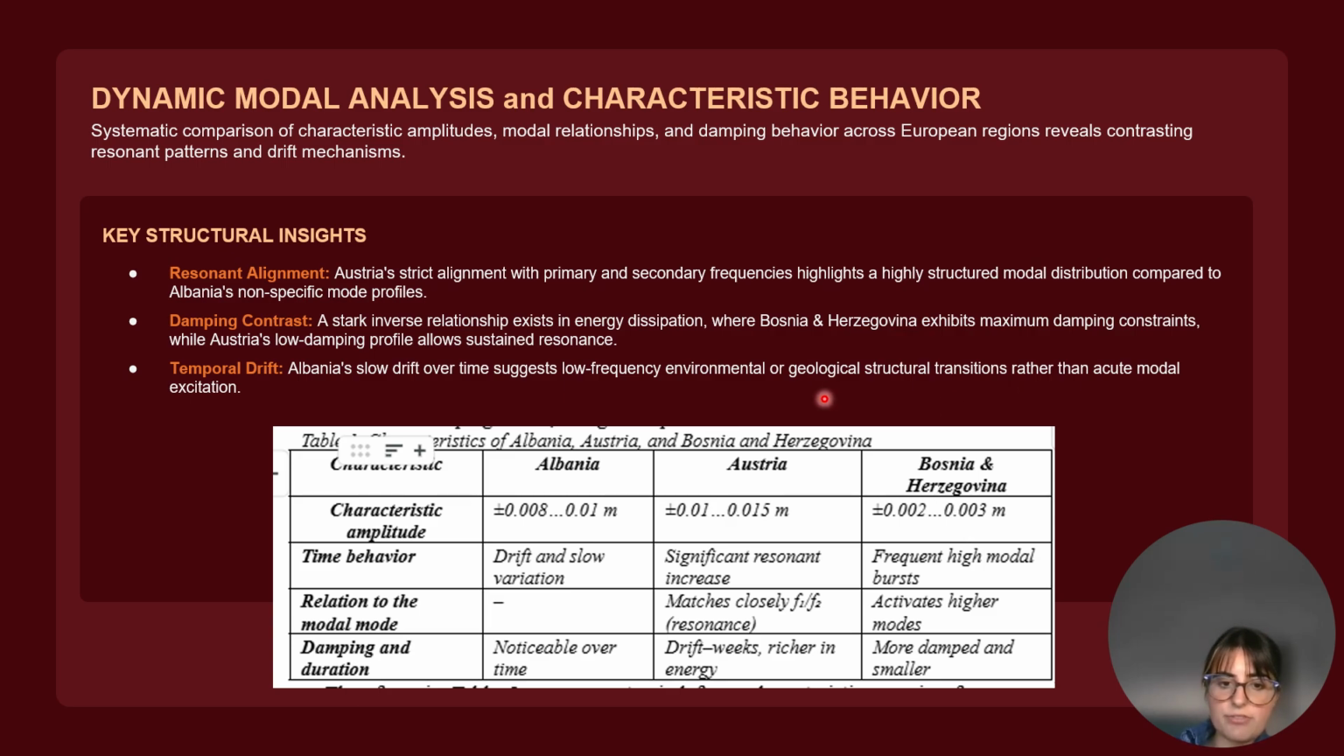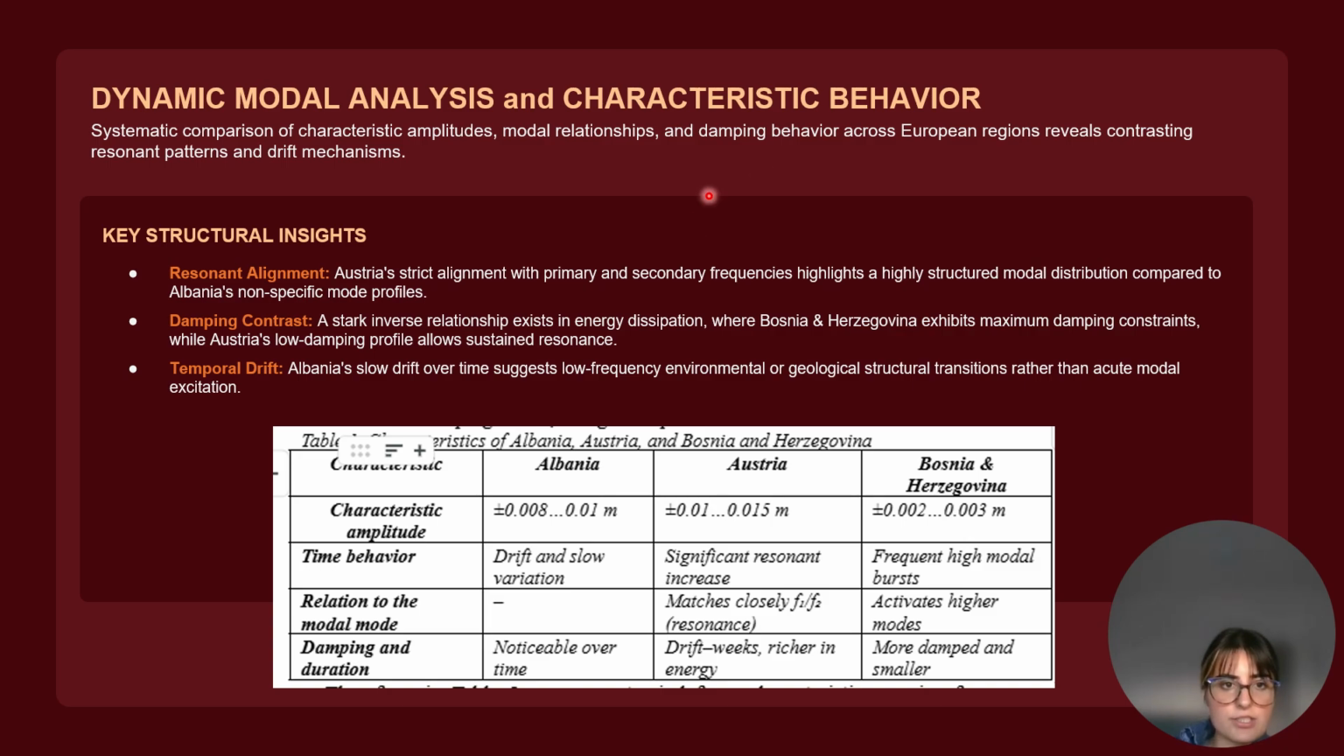Regarding the time behavior, we have different behaviors in all three countries. In Albania, we have drift and slow variation. In Austria, a significant resonant increase. And in Bosnia, we have high model bursts. Regarding the relation to the model mode, Austria aligns closely with the first and second frequencies, which contributes to its strong resonance. Bosnia tends to activate higher modes, while in Albania we don't have any specific identifiable mode according to the data that we have collected.